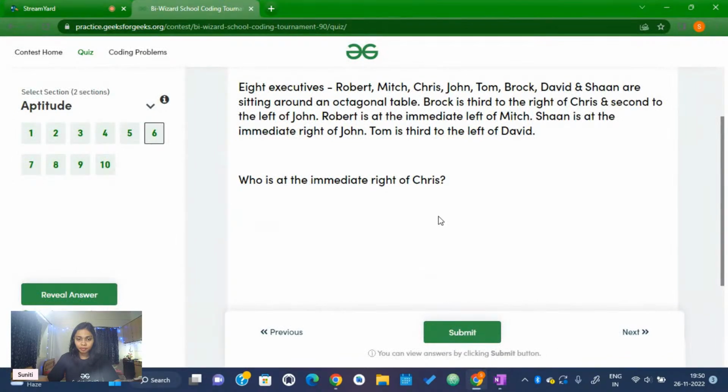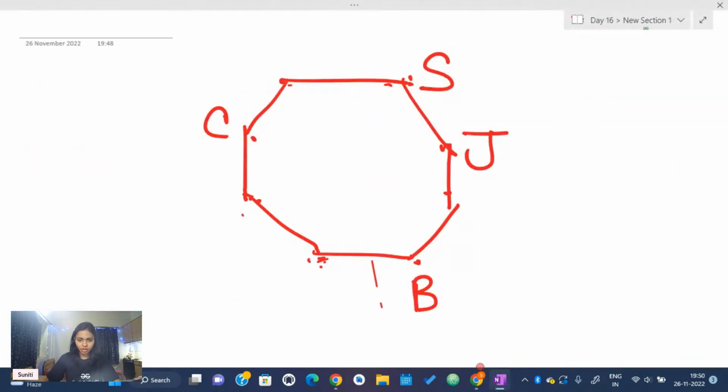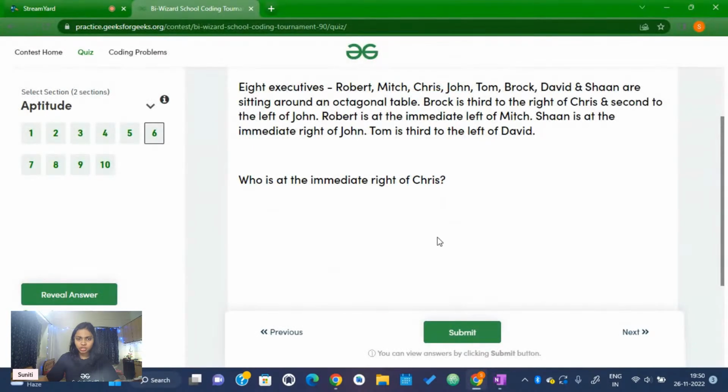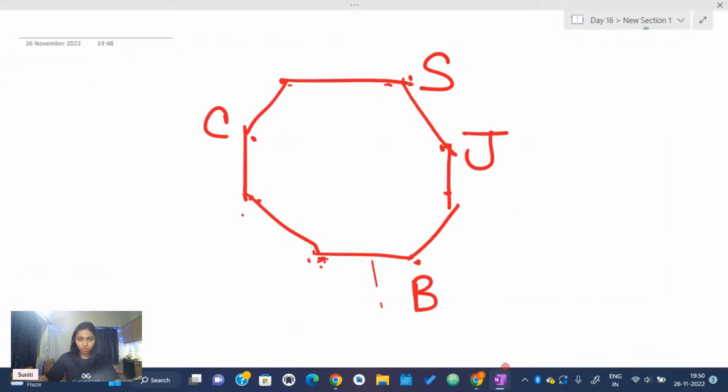And then we have Tom is third to the left of David. We don't have Tom and David here. So now we can use this arrangement. Robert is at the immediate left of Mitch. So we need two vacant positions, which is here. Robert is at the immediate left, so Robert will be here and Mitch will be here. So Robert is at the immediate left of Mitch.